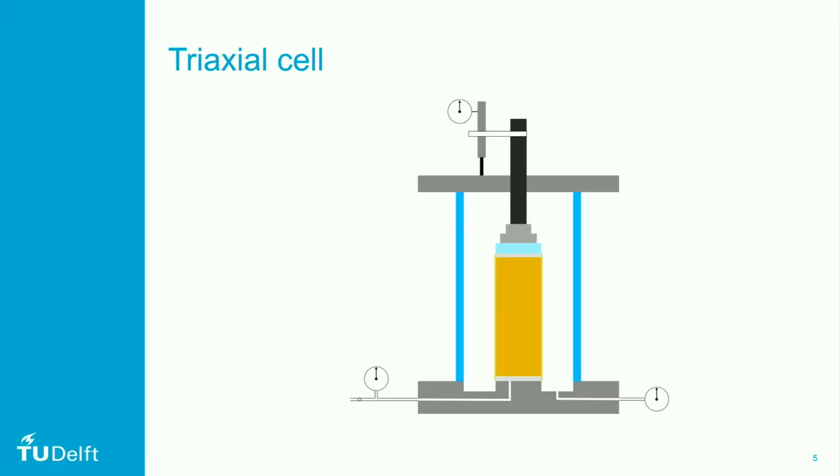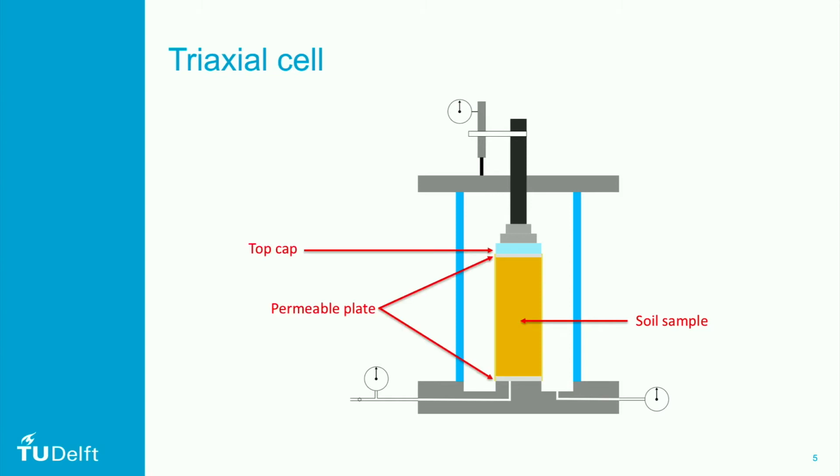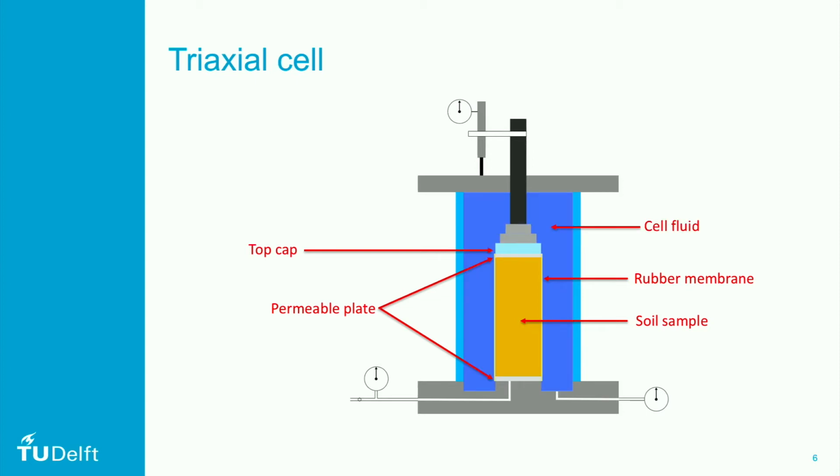Now let's take a look at the Triaxial cell in more detail. The soil sample is placed between a top cap and permeable plate, allowing for pore pressure control and measurement. The soil sample is sealed in a rubber impermeable membrane. This membrane separates the pore fluid from the fluid in the cell. At the top, an axial force can be applied via the load ram, and the vertical deformation is measured via the displacement gauge. Again, we see the two gauges measuring the pore pressure and cell pressure.